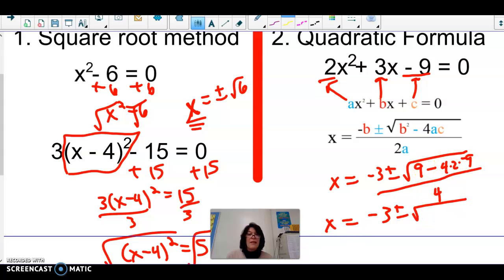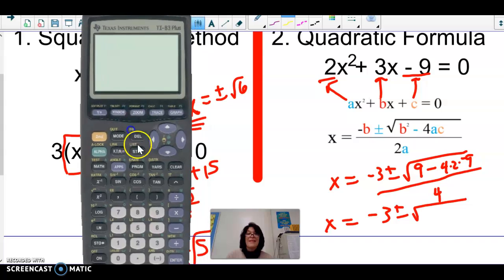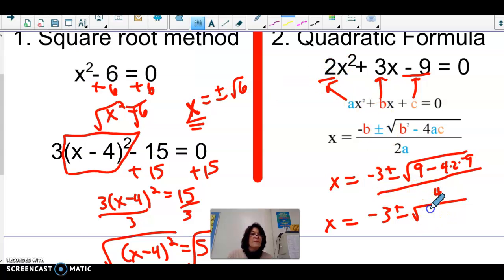I'm going to do that on my calculator. Why not? We have them, right? I'm going to pull this up and just take, watch how I do this. 9 minus 4 times 2 times negative 9. Not negative 99, negative 9. Okay, that's right, what I have under the square root. I'm not putting the square root there. I just want to find out what that is. Oh, it's 81. All over 4.